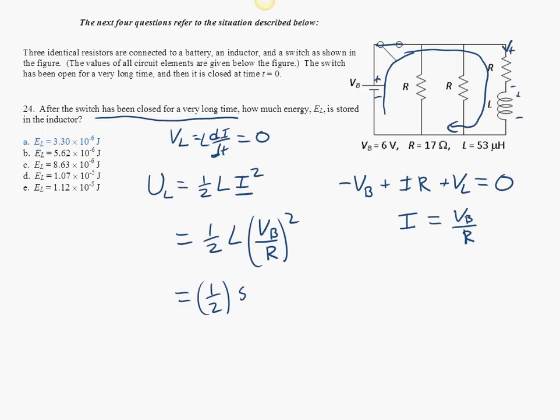The inductance is 53 microhenries, so times 10 to the minus 6. The battery voltage was 6 volts, and the resistance was 17 ohms. Square that, plug all the numbers in, and we get 3.3 microjoules.